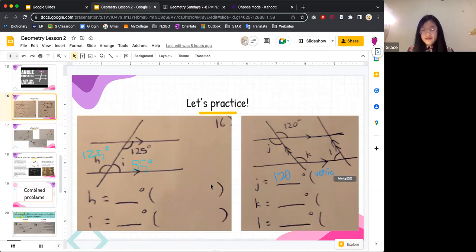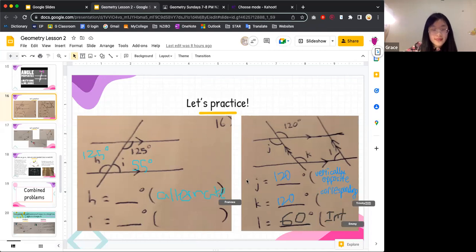Yeah, good job, Trinity. Vertically opposite. Nice, yes, K is 120 degrees also. Yes, alternate for 125 degrees.